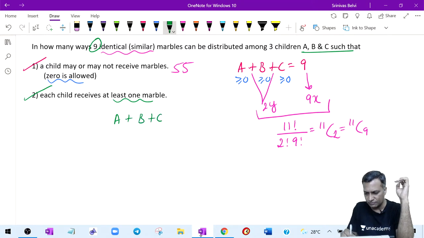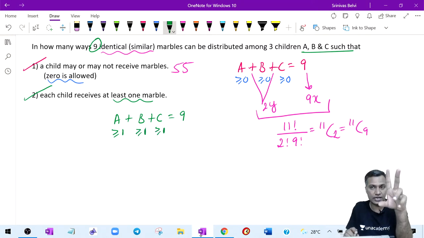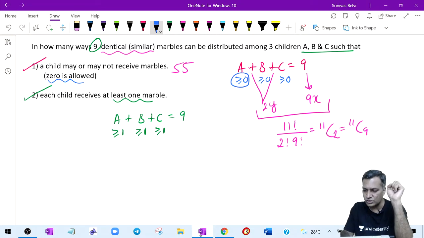Now, the author is saying this. First, understand what the author's concern is. He says that it should be minimum one. But we learned a concept, and that concept works only if I bring it down to zero. Otherwise, it doesn't work. Now, what do you do?